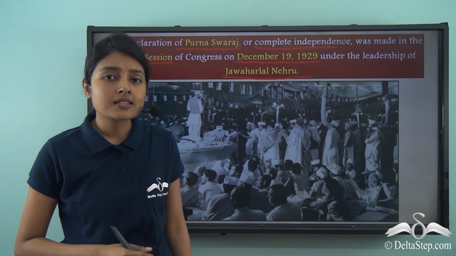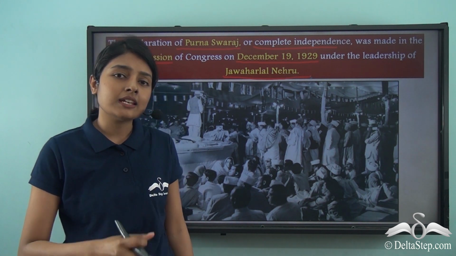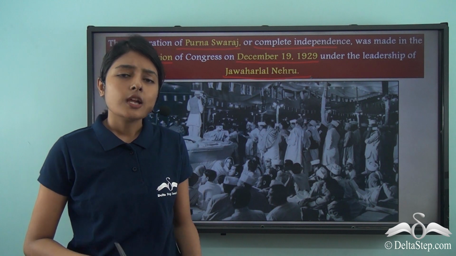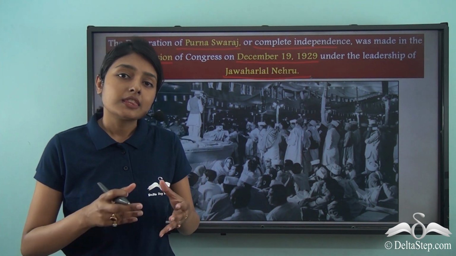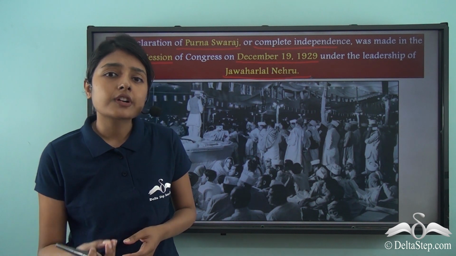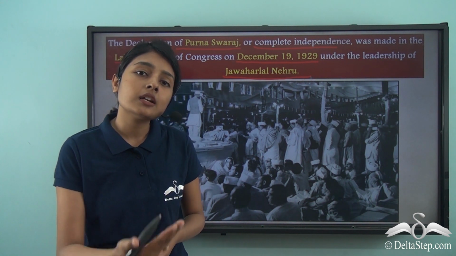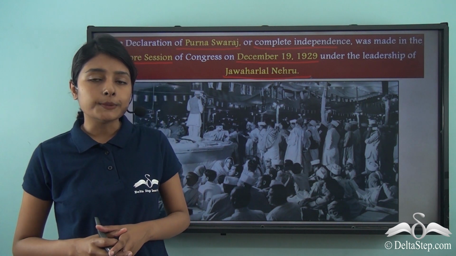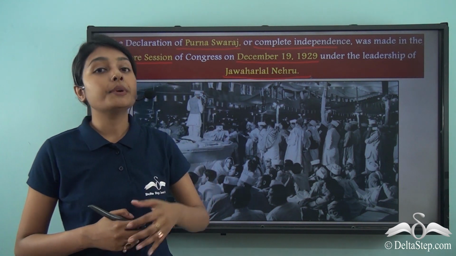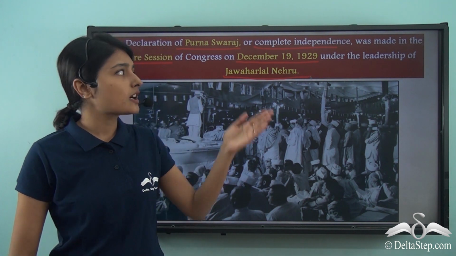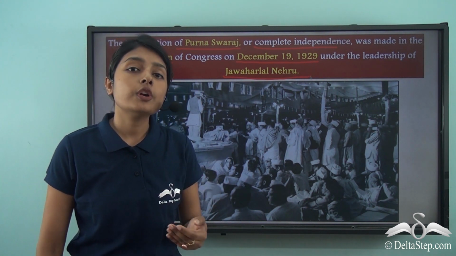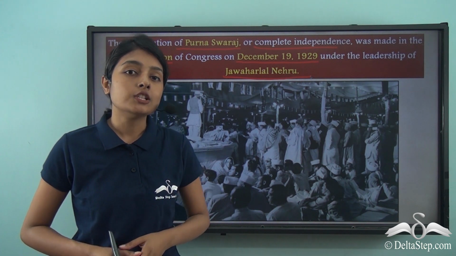So these radicals did not put any faith in getting dominion status, because dominion status did not mean complete independence. They would remain a self-governed colony but very much under the British colonial rule. But what these people like Jawaharlal Nehru or Subhash Chandra Bose wanted was complete independence or Purna Swaraj from the colonial rule.